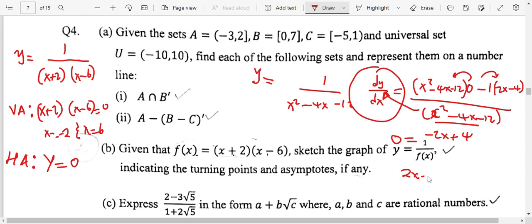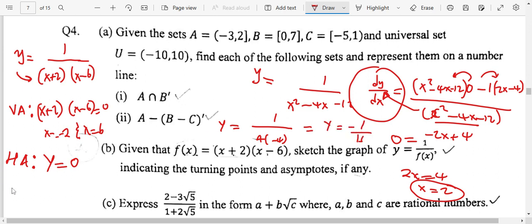I'll take the 2x to the other side. That will be 2x is equal to 4, so meaning that x is going to be equal to 2. This is the x value for the turning point. What we need to find again is the y value. To find the y value, go in the actual function. So y is equal to 1 divided by, where there is x, I'll put 2. That will be 2 plus 2, which is 4, multiplied by 2 minus 6, which is negative 4. So meaning that the y value is negative 1 over 16. So I also write here, turning point is at 2 comma negative 1 over 16.